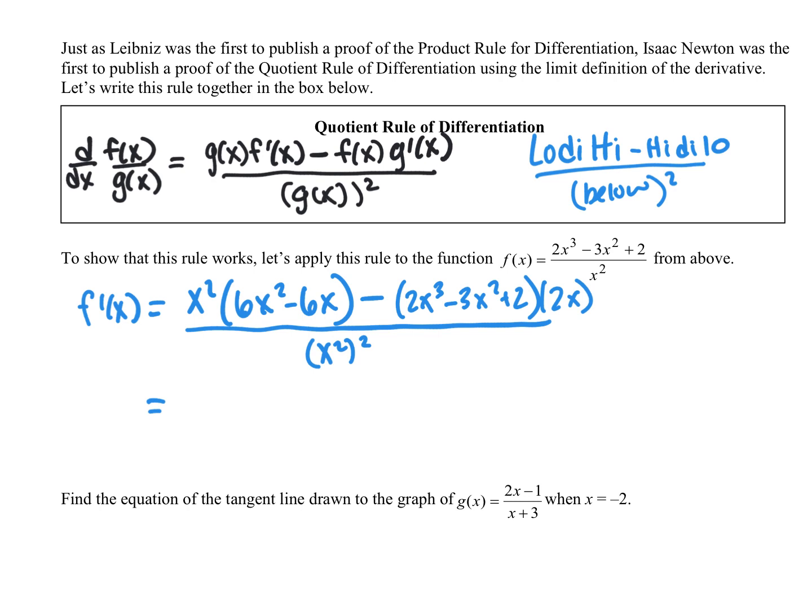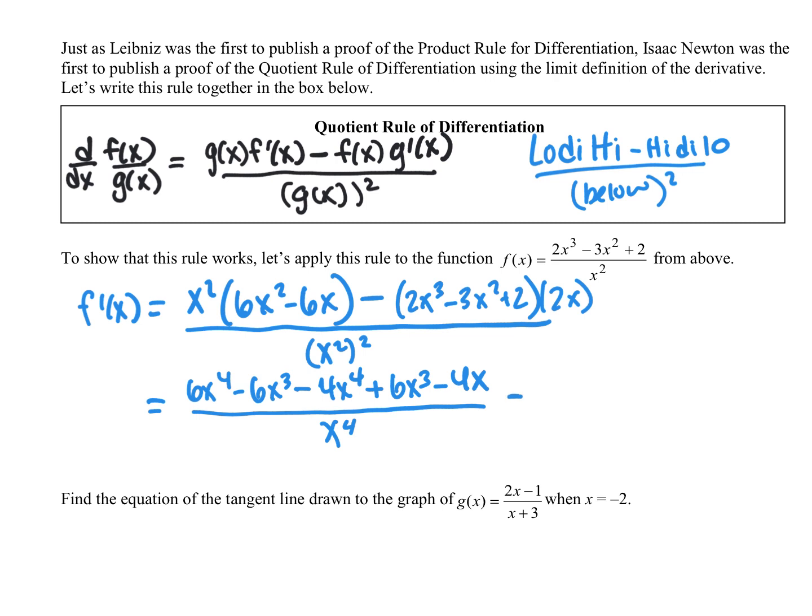Now let's simplify and multiply this out. So we'll get 6x to the fourth minus 6x cubed minus 4x to the fourth plus 6x cubed minus 4x all over x to the fourth. Combine some like terms. And we've got 2x to the fourth minus 4x all over x to the fourth.